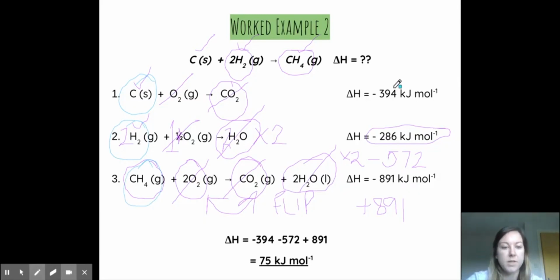So all we have to do is add up the enthalpy values that we have changed. So we have negative 394 minus 572 plus 891. And that gives us a total of 75 kilojoules per mole.